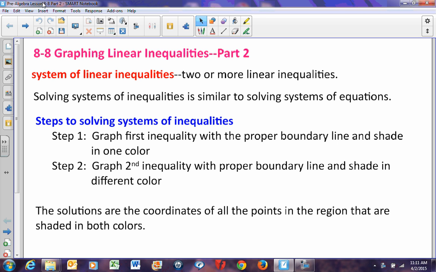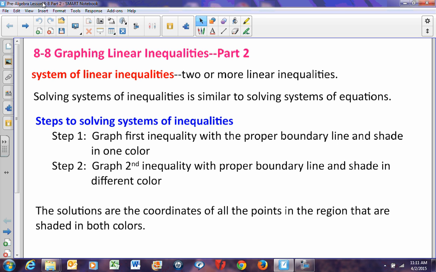Either the inequalities will cross, which means you'll have 4 different regions you could be shading from, and only one of those 4 will work. They will never cross, which means either the solution will be between the 2 parallel lines or outside of the 2 parallel lines, or they will be the same line. Okay? Very rarely will you have them be the same line because that doesn't happen very often, but it still could be possible.